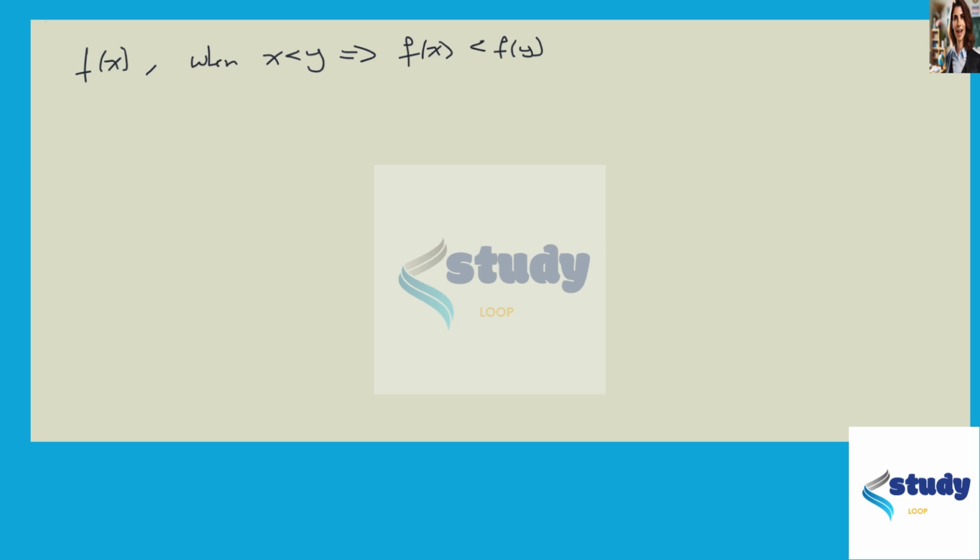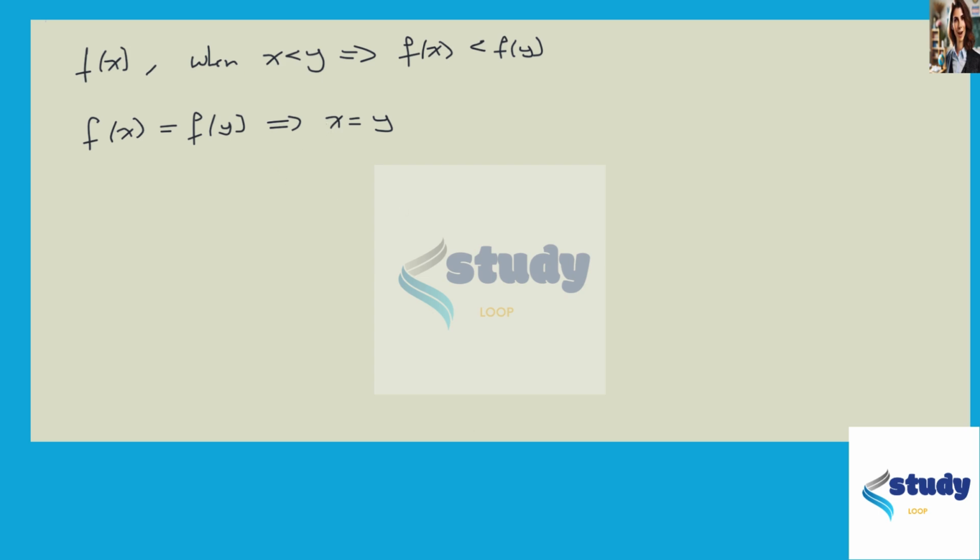Now to prove one-to-one, we have to prove that when f(x) is equal to f(y), this implies that x is equal to y. So first off, we will do two things. We'll show that x cannot be greater than y, and we'll show that x cannot be less than y.